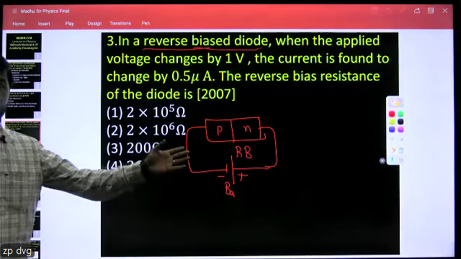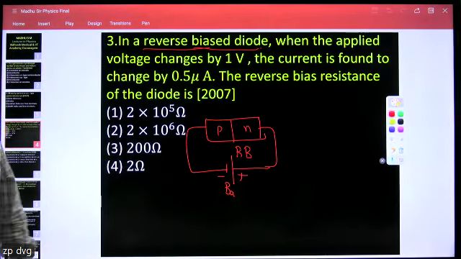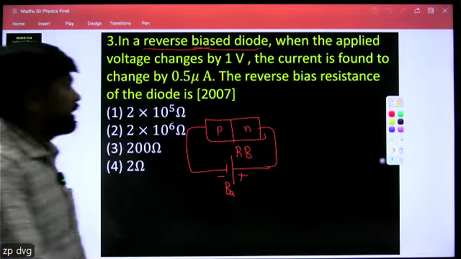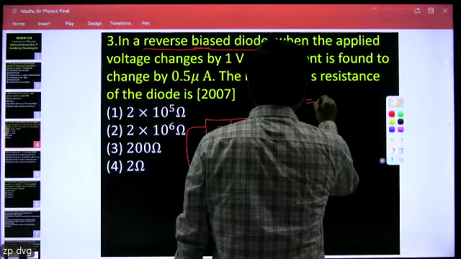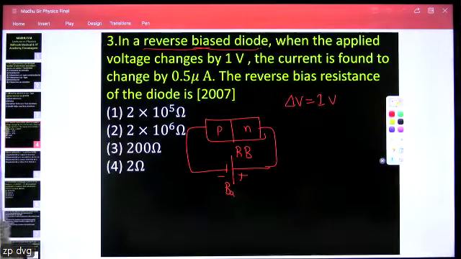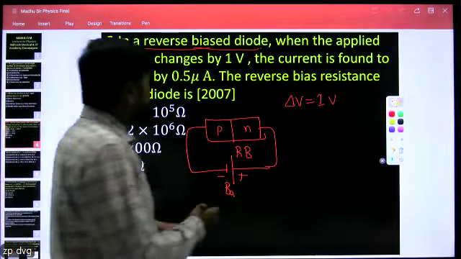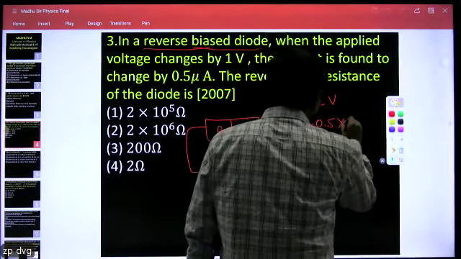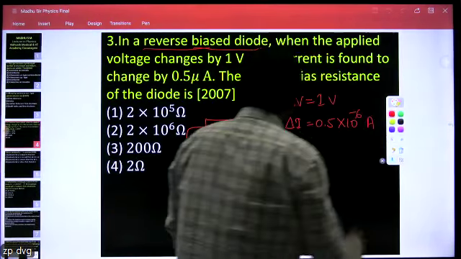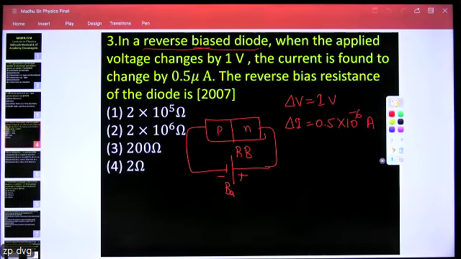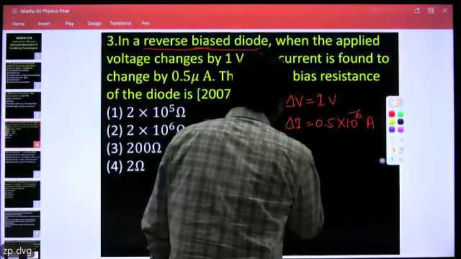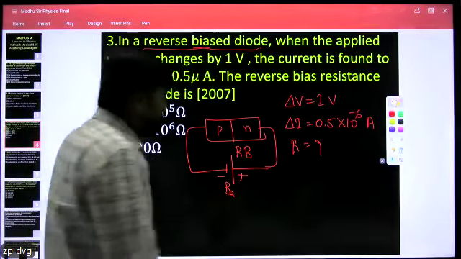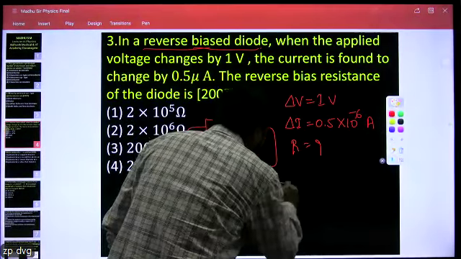Reverse bias. In case of reverse bias, the size of the depletion region gradually increases when the applied voltage changes by 1 volt, delta V is equal to 1 volt. The current is found to change by 0.5 microampere. Delta I is equal to 0.5 into 10 power minus 6 ampere. Micro means 10 power minus 6. What they're asking is the reverse biased resistance, R is equal to question mark. You know the formula to calculate resistance during reverse bias.